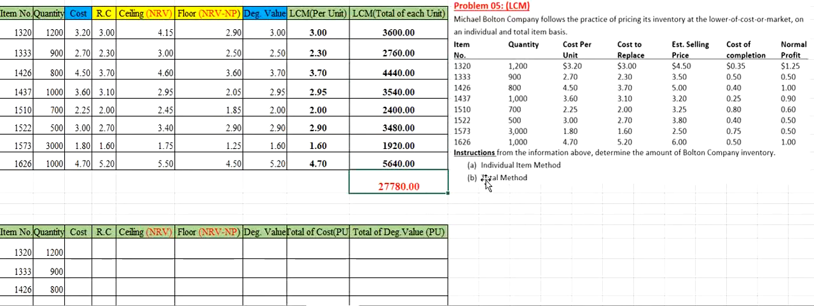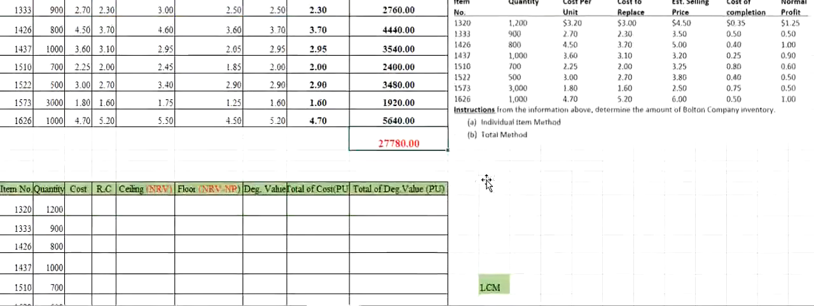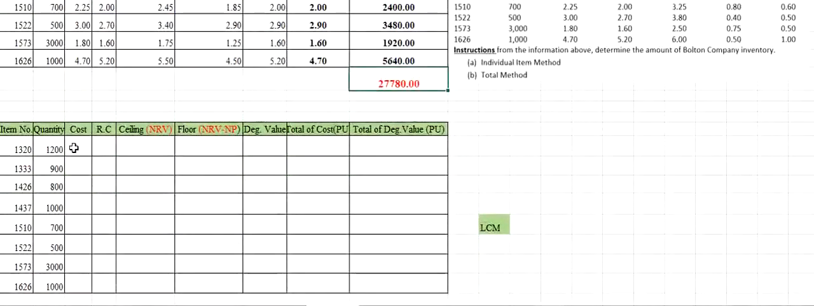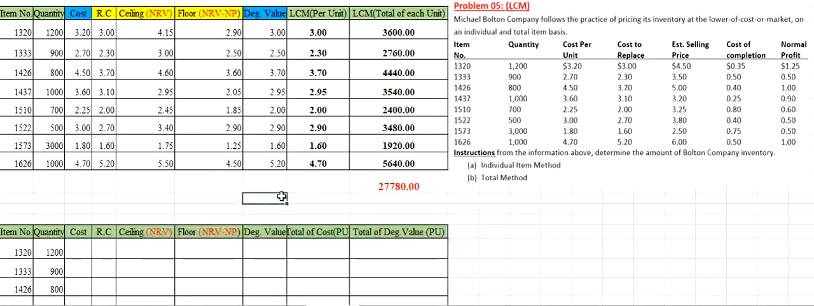Our next part of the numerical is to calculate the total inventory method or the total method. So for that I will use this information, or this table that's given to me. Okay, so let's solve the second part of the numerical, which is the total method. The total method is slightly different, and you would see how it is different shortly.